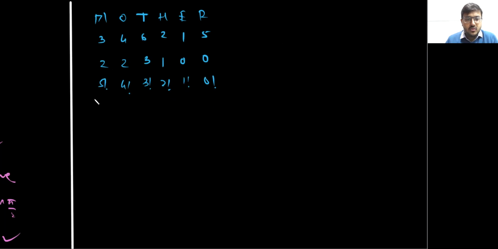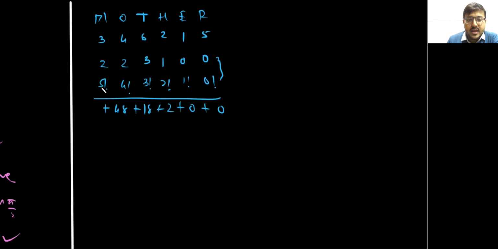And now you need to make the multiplication of these. So 0 into 0 factorial is 0, plus 0, plus 2 into 3 factorial, that is 6 into 3, that is 18. 4 factorial, that is 24, 24 into 2, that is 48. And 5 factorial, that is 120, 120 into 2, that is 240.